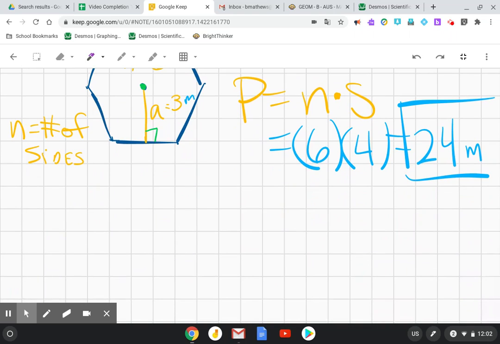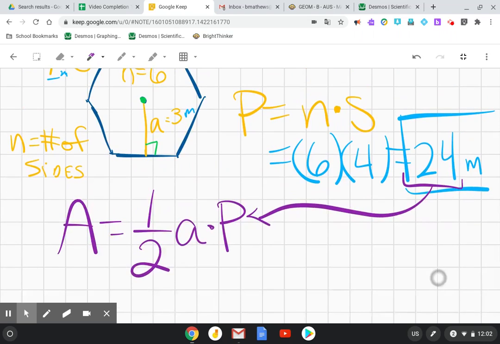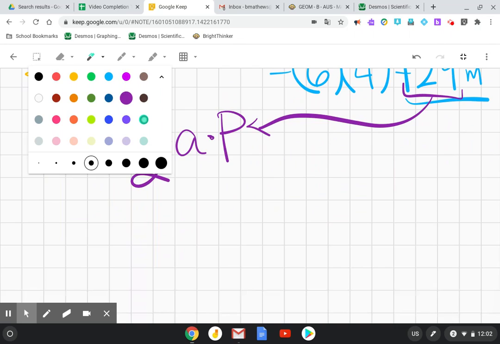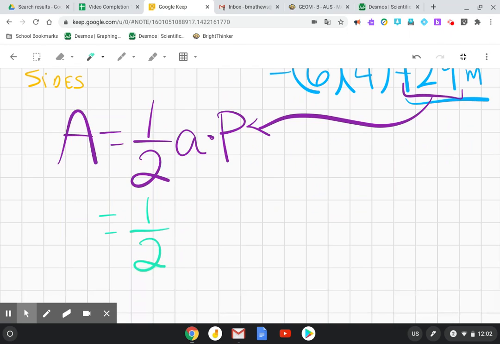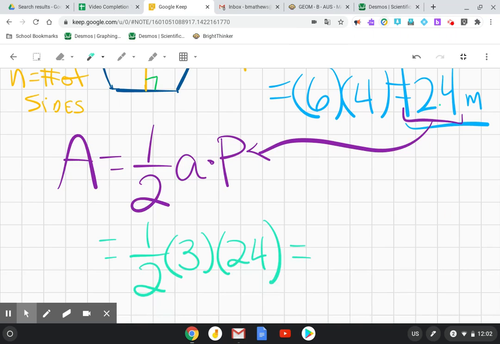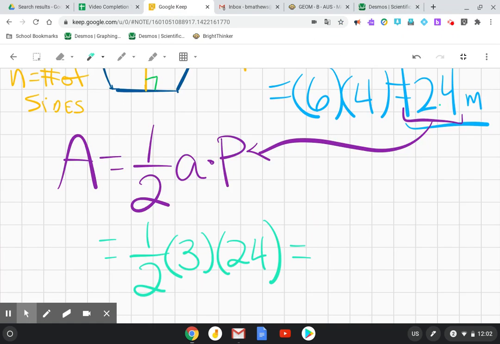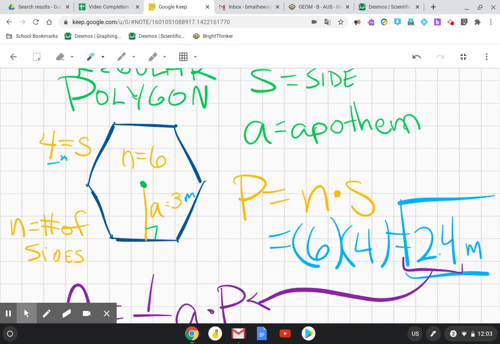And then we would do our area formula, which is 1/2 a times p. What's cool about this is that if you do perimeter first, this number for perimeter is what you put into that formula. The apothem we were given was 3, so we get 1/2 times 3 times 24. We hop over to our calculator, 1/2 times 3 times 24, and we get 36. 36 meters squared is the area of this regular polygon.